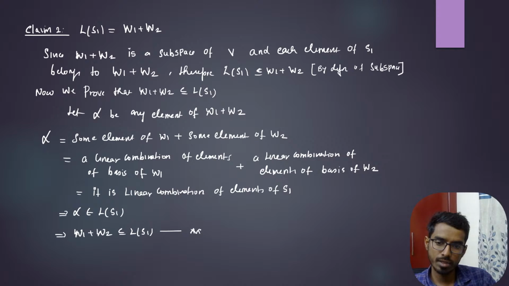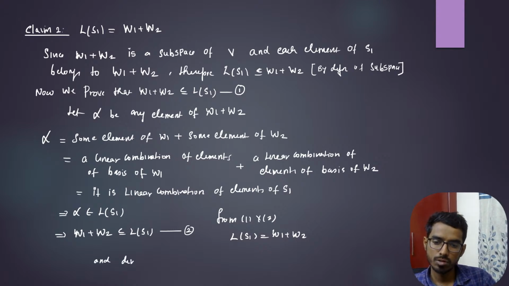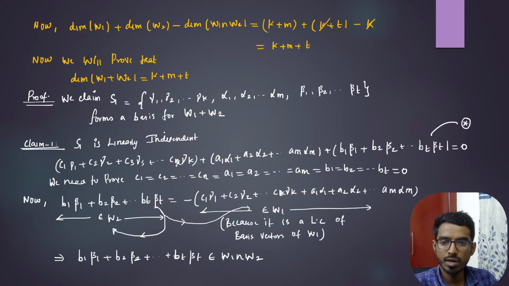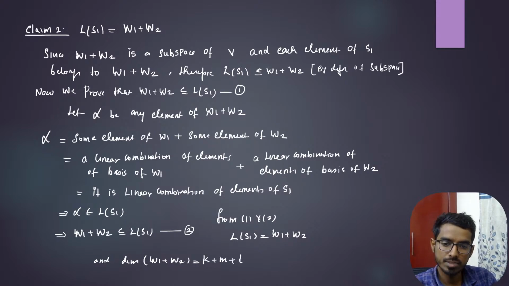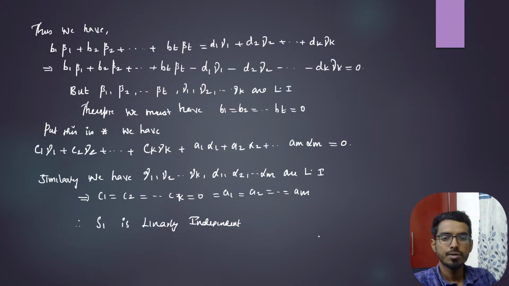So let's call this 1. So from 1 and 2, the linear span of S1 is W1 plus W2, and also the dimension of W1 plus W2 is equal to what? What is the basis for W1 plus W2? This is the basis I have assumed. It has k elements, m elements, t elements. So k plus m plus t, which is the proof. So, a very interesting proof.